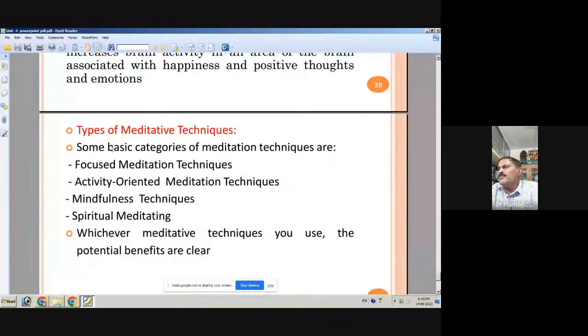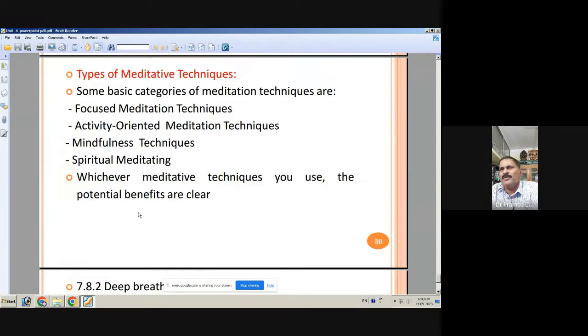And you know that there are types of meditation techniques. Some basic categories of meditation techniques are focused meditation, activity-oriented meditation, mindful techniques, and spiritual meditations, different types of meditations. Those who are expert in meditation know what is spiritual meditation, which is mindful meditation, which is activity-oriented meditation, which is focused meditation. But all the meditations, a particular individual cannot do. You will have to accept one meditation. Then automatically you can do it, and after that you will have to control your mind.